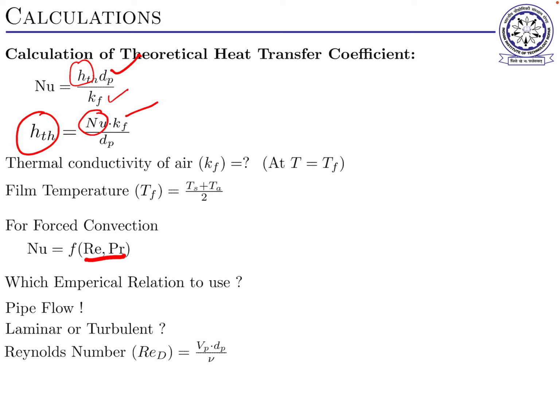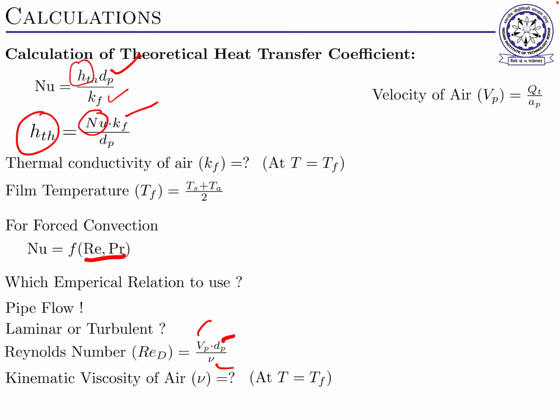For the Reynolds number, we have only the diameter of the pipe. We don't know the velocity, we don't know the kinematic viscosity. So we will find out one thing at a time. Kinematic viscosity we can find at the film temperature, and the velocity we can find if we know the discharge and divide it by the area of the pipe. And how will we find the discharge? We will use this equation for the orifice flow meter.